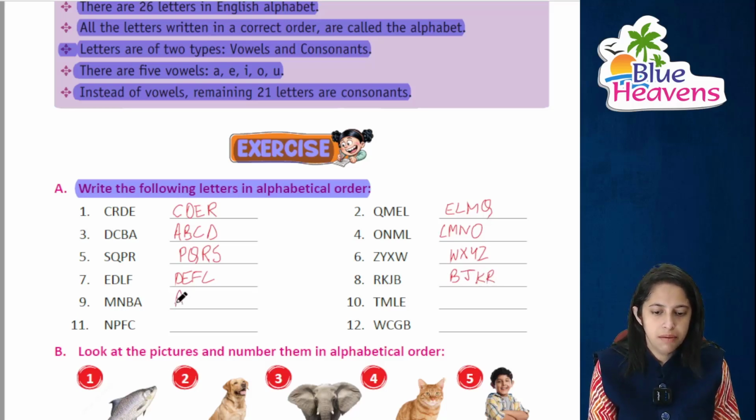Over here it's A, B, then it's M and N, right? Over here it's A, B, C, D, E, F, G, H, I, J, K, L, M, N, O, P, Q, R, S, T. Then over here it's C, then comes the F, and then M, N, O, P, and then P. And over here it's B, C, G, and W, right?